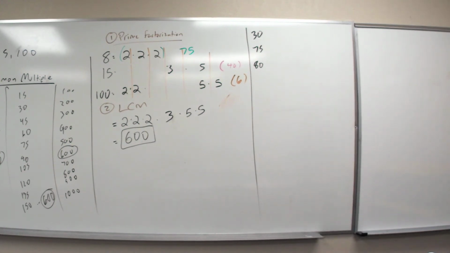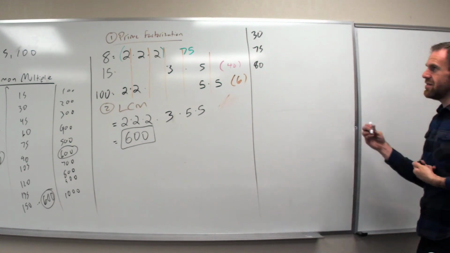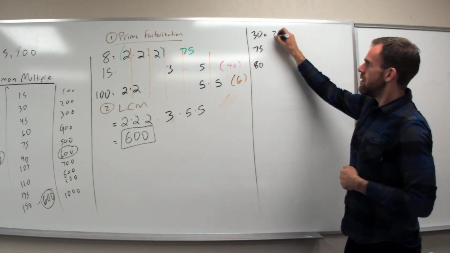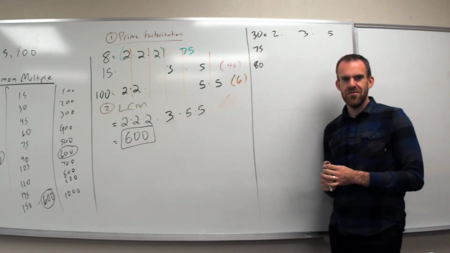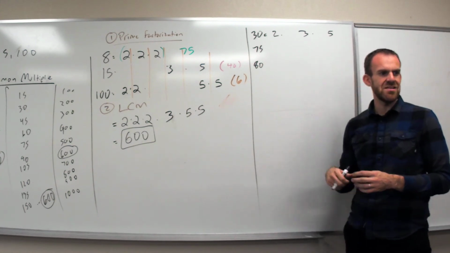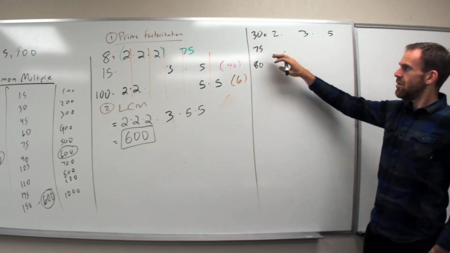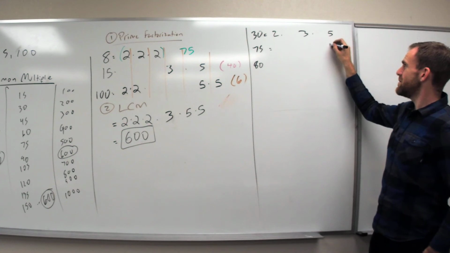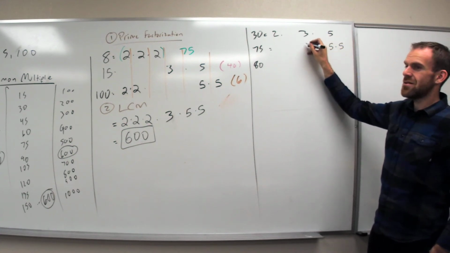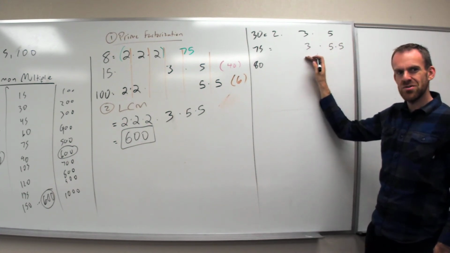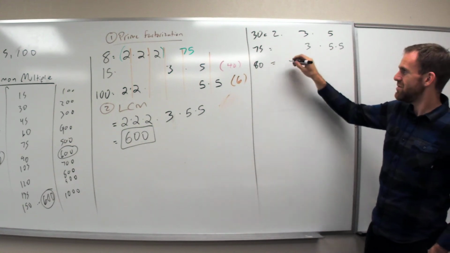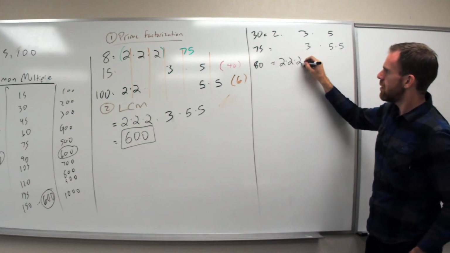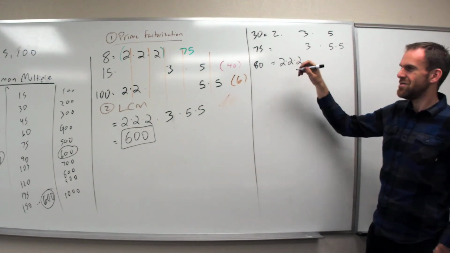Okay, what did we get for 30? 2 times 3 times 5, right? 2 times 3 is 6, times 5 is 30. What do we get for 75? Well, we know it's going to be 5 times 5 times 3. 25 times 3 is 75. How about 80? Well, I know 8 is 2 times 2 times 2. 10 is 2 times 5.